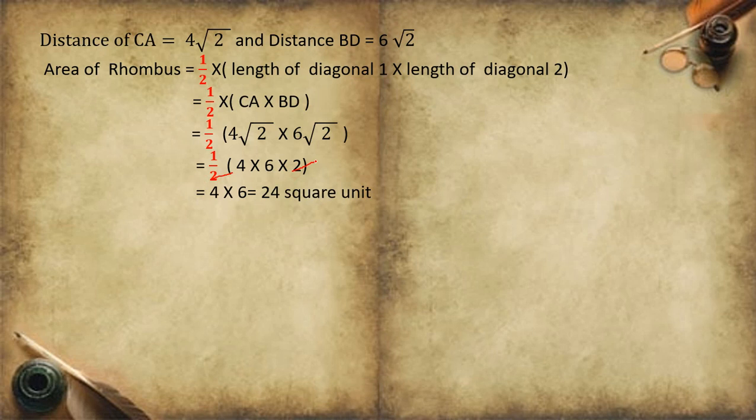So is it easy now? Yes, using the distance formula we can find out the length of the diagonals by putting in the values. Using the diagonals, we can find the area of the rhombus.